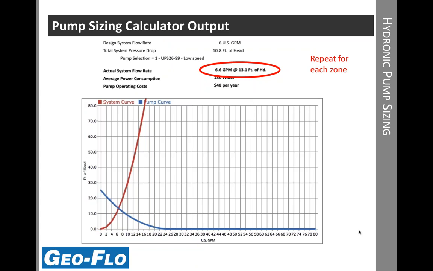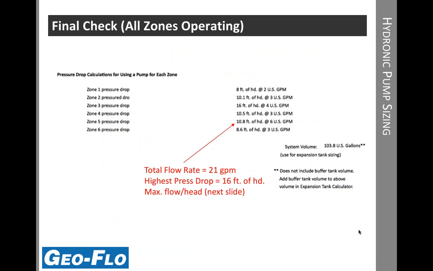All right, so here's the output. I keyed in the 6 gallons per minute at 10.8 foot of head, and you can see here we're in fine shape even on low speed with this particular zone. One final check, we'll repeat this for each of the zones, but then we want to also make sure that we can get the full flow rate if all 6 zones are operating.